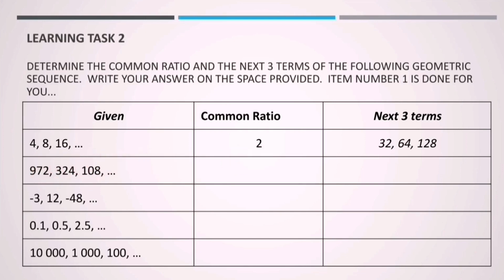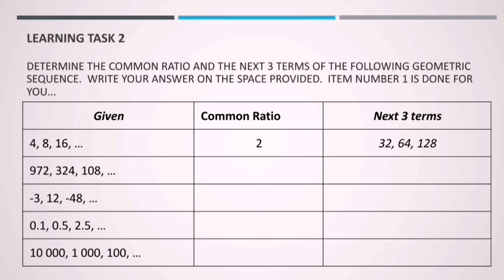So the common ratio of this geometric sequence is 2. Now, how do we get the next 3 terms? Simply multiply the third term by the common ratio, which is 2. 16 multiplied by 2 is 32. To get the next term, 32 multiplied by 2 is 64. To get again the next term, 64 multiplied by 2 is 128.